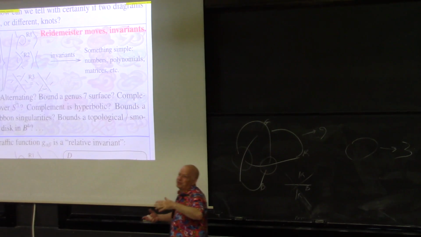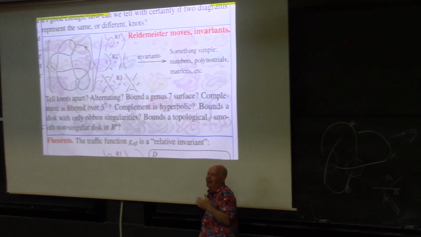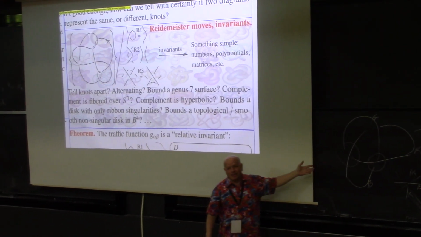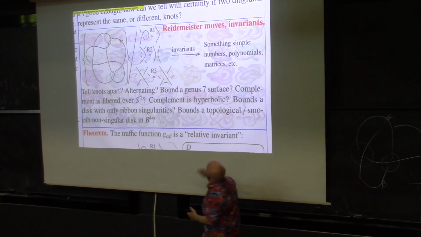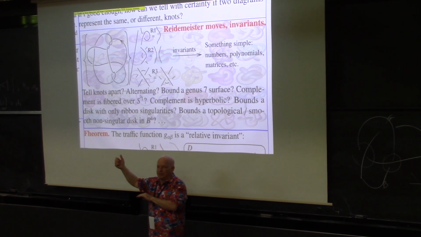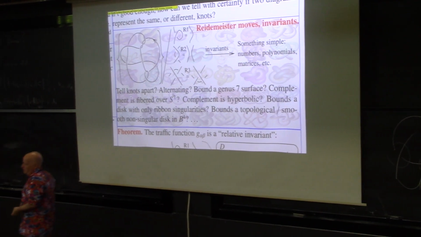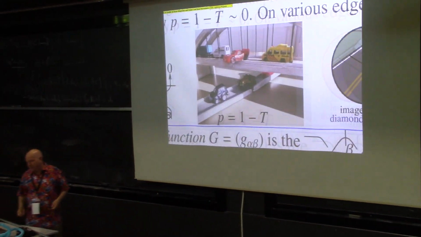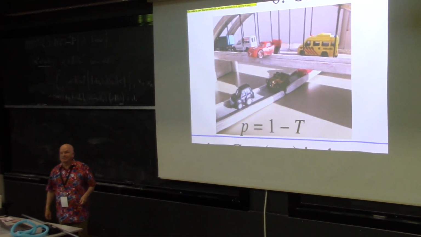But that's an invariant with integer values, so it's very limited, right? There are relatively few integers. So it's a weak invariant. For example, it will not tell apart the trefoil and the mirror image of the trefoil. Okay? Anyway, so end of topic, and let's move on to something else.